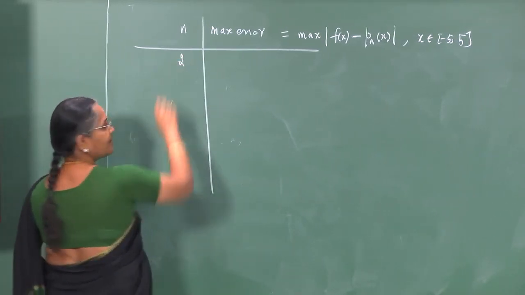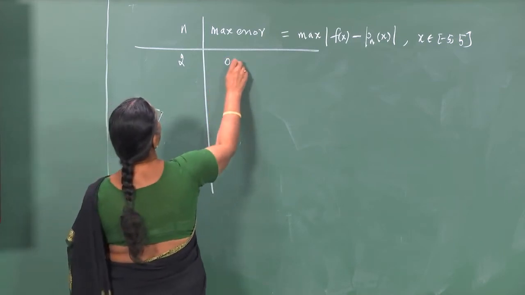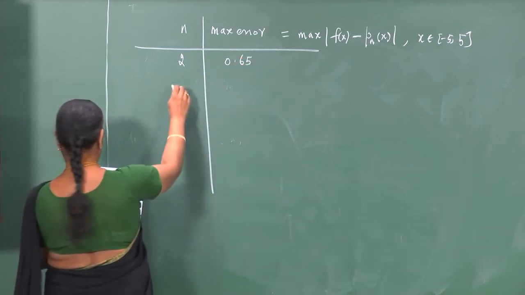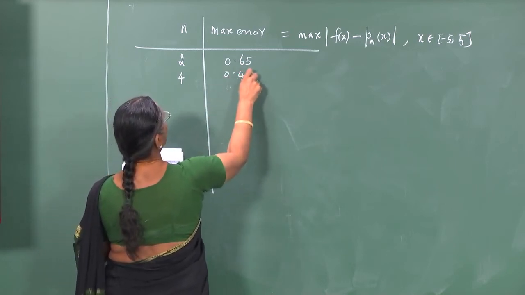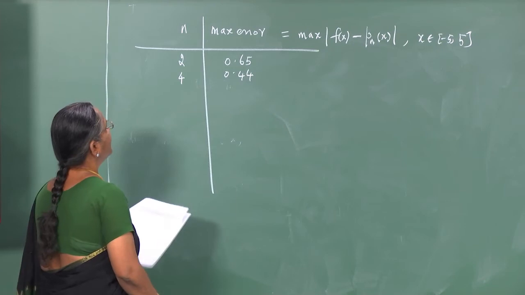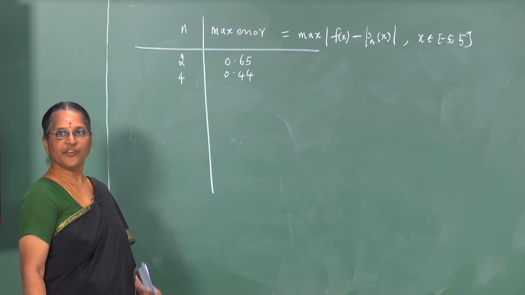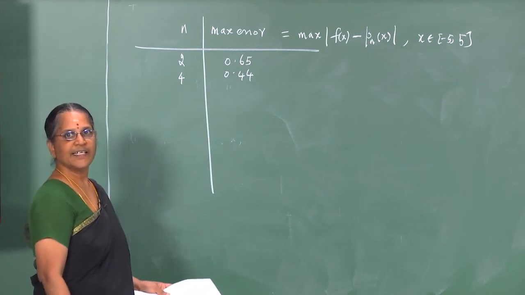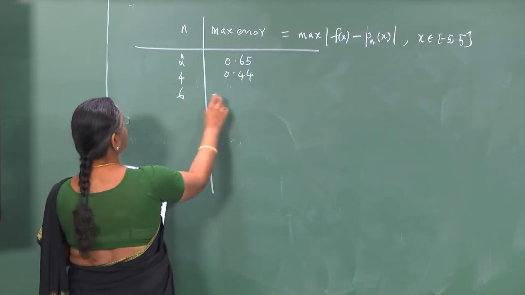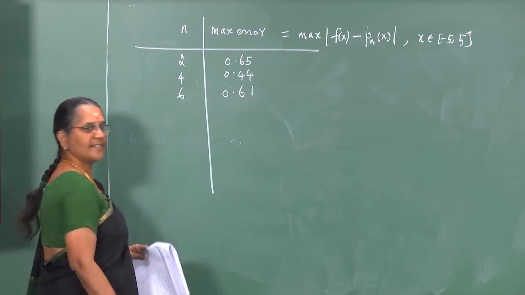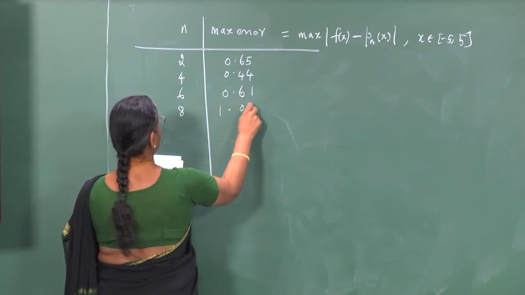When he approximated it by a second degree polynomial, he obtained the maximum error to be 0.65. When he approximated by a fourth degree polynomial, it turned out to be 0.44. Right? This is what we wanted. The maximum error should decrease as n increases, namely as the degree of the polynomial increases. When n was 6, the error turned out to be 0.61, it started increasing. When n was 8, it was 1.04.